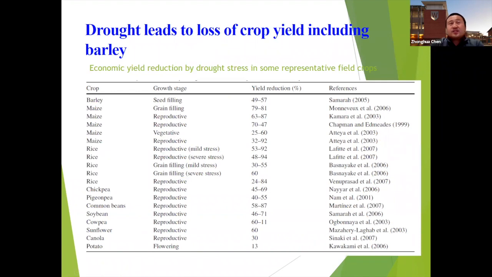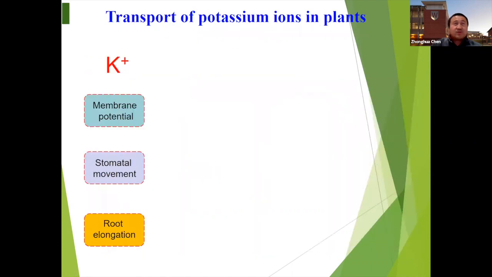Here is a table summarizing the drought effect on crops. It can cause around 50% yield reduction if drought hits at the seed filling stage. Barley is a relatively drought-tolerant crop species, so around 400 millimeters of rain should be enough to support barley. But in drought conditions the rain could be very low, and barley still cannot tolerate extreme drought.